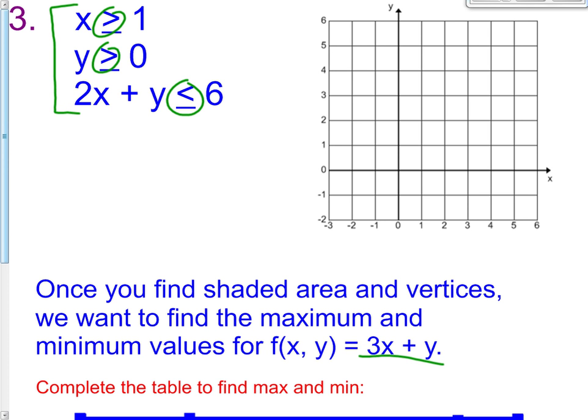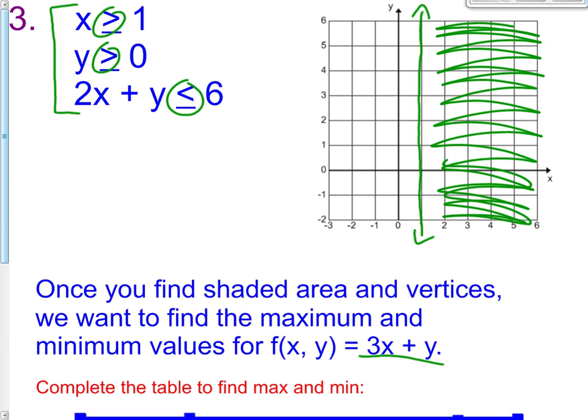Okay, so let's do this. x is greater than or equal to 1. So that's going to be a vertical line at 1. And we have this. Right? And now it says x is greater than or equal to, which means it's everything to the right of 1. It's bigger than 1. So this is our answer for our first equation.